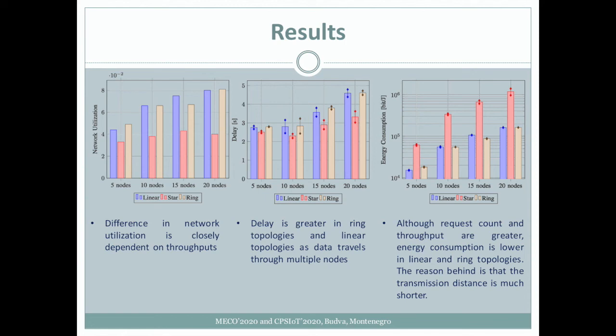There is the end-to-end chart in the middle. The data transfer route and data retention increase end-to-end delay for linear and ring topologies. There is the energy consumption chart on the right. Although request count and throughput for linear and ring topologies are greater than star topology, the transmission distance is much shorter. And while transmission length increases the energy consumption linearly, transmission distance increases exponentially.